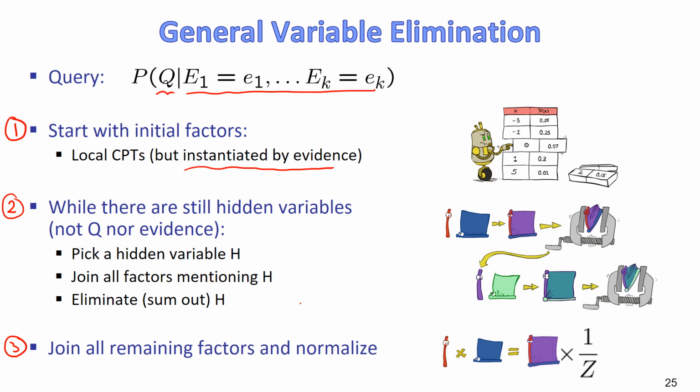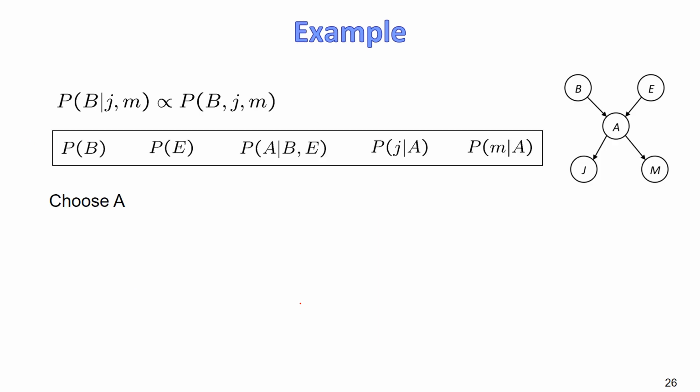Start with initial factors instantiated by the evidence. Eliminate all the hidden variables by joining them, then eliminating them one by one, and then join all remaining factors and normalize. Now let me go through an example, and then I will open the door for questions.